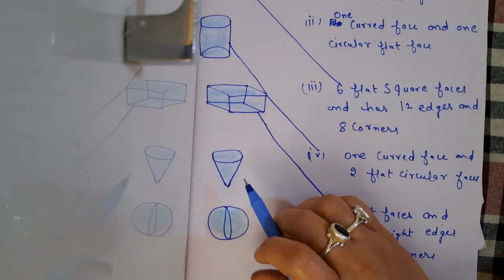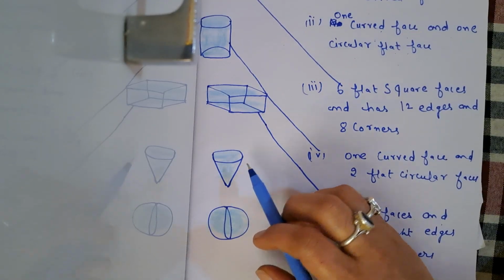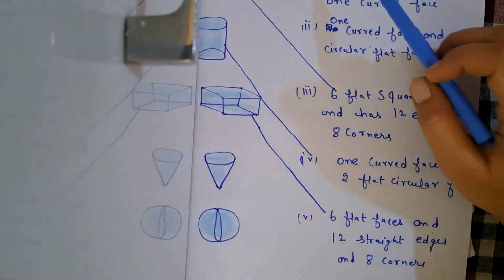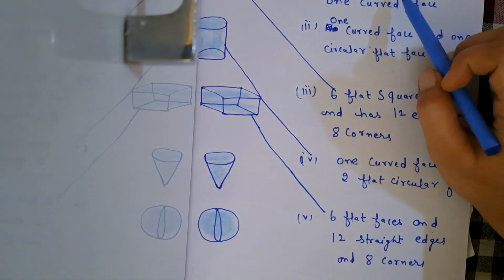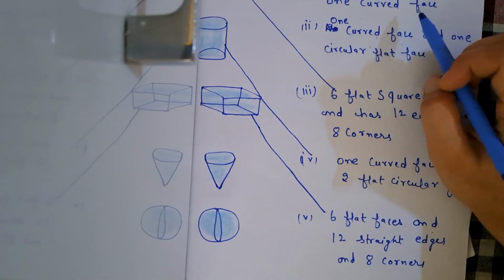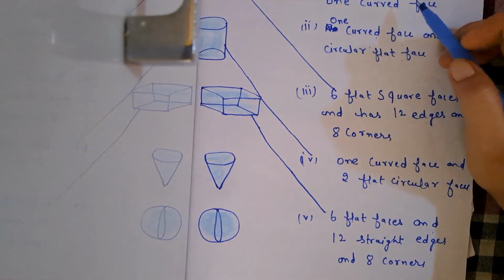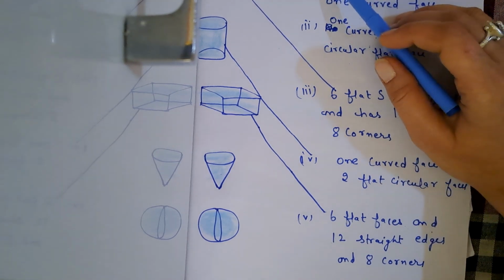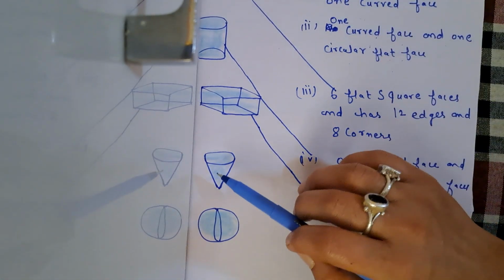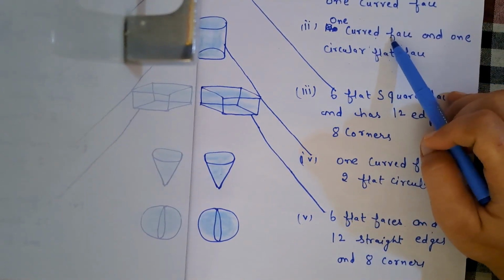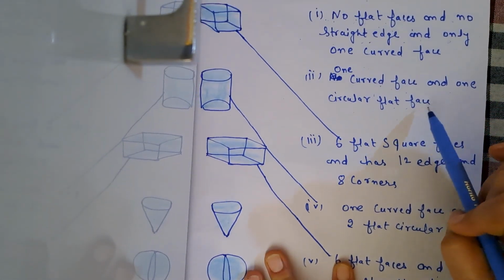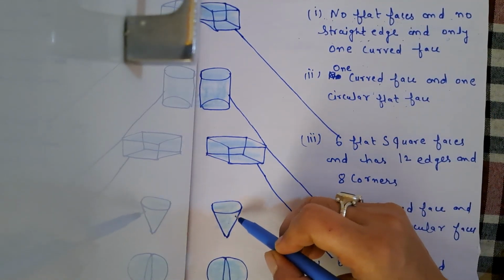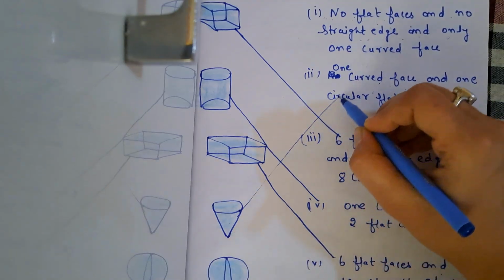Okay, now let's see another. This is a figure of a cone. So let's see which is a correct definition of cone. No flat faces and no straight edge and only one curved face. Okay, but a cone has one flat face, that means this is not a correct definition of cone. One curved face and one circular flat face, this is correct. Okay, this cone figure will match to this.